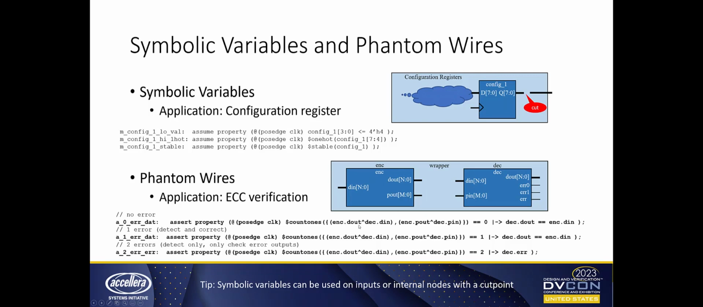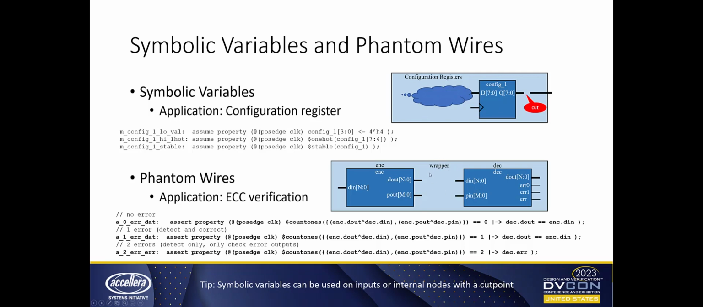And then in the antecedent of the property, what I'm doing is I'm saying the input that formal is driving here is either equivalent to what was coming out of the encoder, or the combination of both of these. There's a single bit that's been flipped or 2 bits that have been flipped. And then my property becomes the output must equal the input, either without any errors, with a single bit error, or double errors. So using the antecedent of the property, I can control what formal is doing and verify, in this case, an ECC verification.